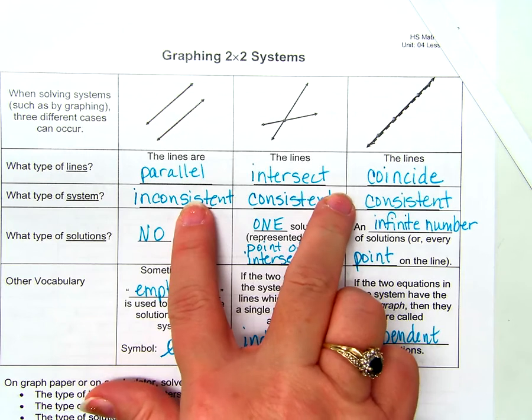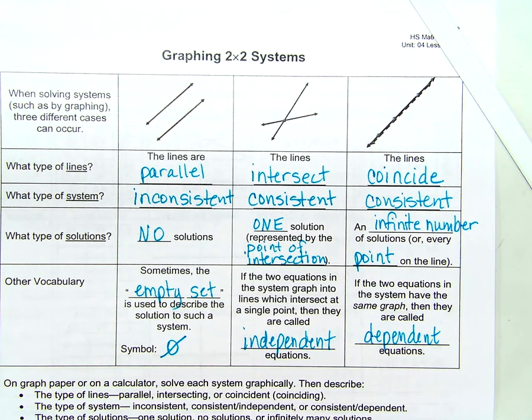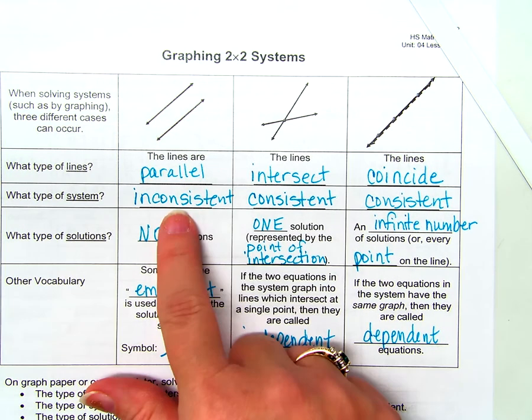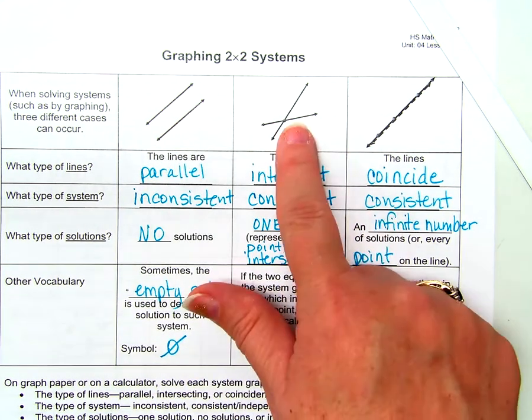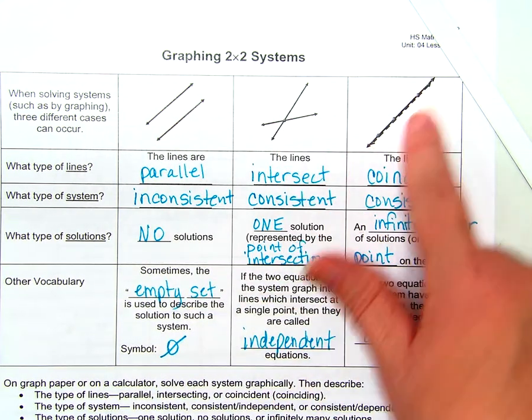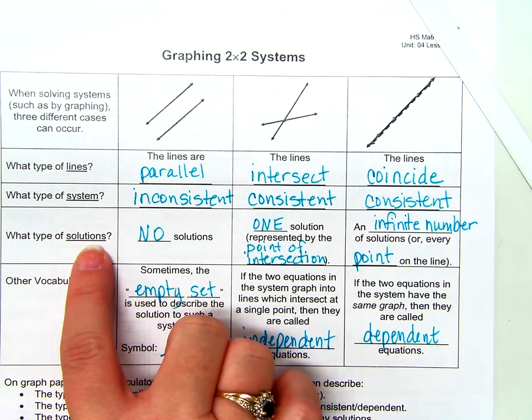Well, we have two types. We have inconsistent and consistent. Okay? So what do you think is going to help you know if it's inconsistent or consistent? If they touch, right? This one is inconsistent because they don't touch. Both of these touch. This only at one place, this at every place. Fair enough? Okay? What about types of solutions?